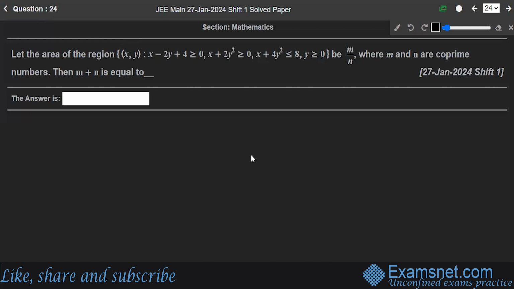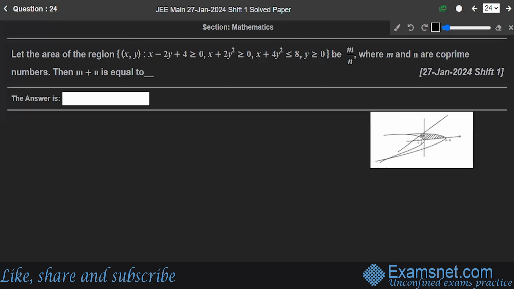Question number 24. Let the area of the region given by (x, y) such that x minus 2y plus 4 is greater than 0, this represents a line, and these two represent curves, where y is greater than or equal to 0, be m by n. Here m and n are co-prime numbers, and you have to find the value of m plus n. So this is the figure which represents these three. This is your line, which is given by this equation, and the rest two are the curves. Now you have to take y greater than 0.